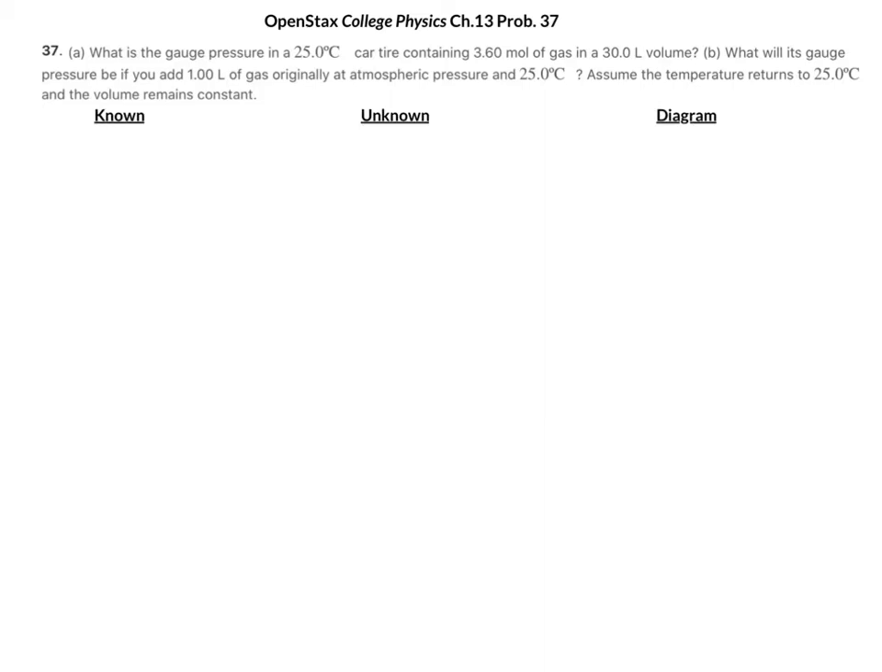All right, so let's write down our knowns and unknowns. I don't think a diagram of a tire would be very helpful, so I'm going to skip that. But first, we know that the temperature is 25 degrees Celsius. And we know that we have to convert that into Kelvin, so that is 273 plus 25.0, so that's 298 Kelvin.